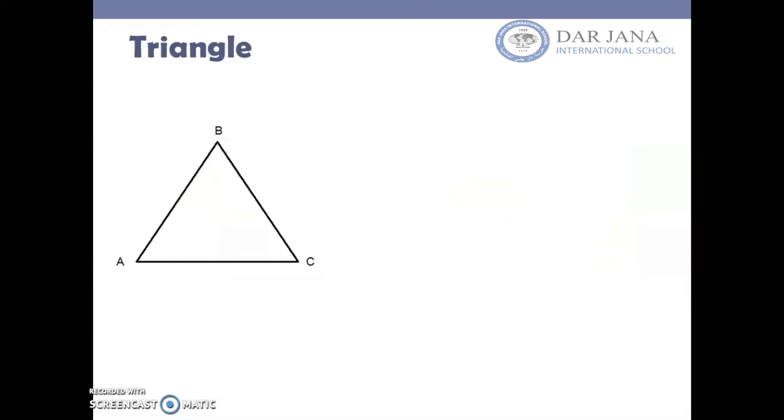A triangle. What is a triangle? First, it's a three-sided polygon. So it's a polygon with three sides. It's a closed shape that's made up of line segments. Line segment AB, line segment BC, and line segment AC. So these line segments are called the sides of the triangle. So we have three sides in the triangle.